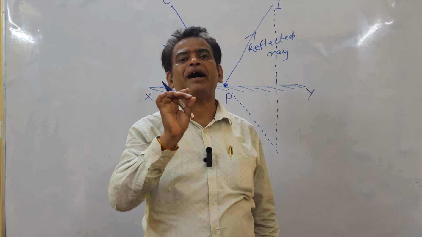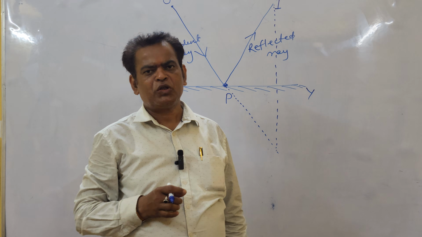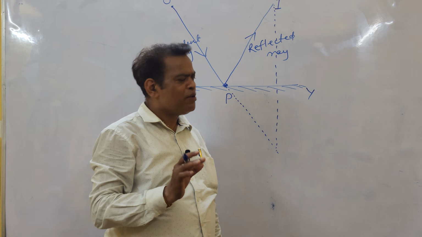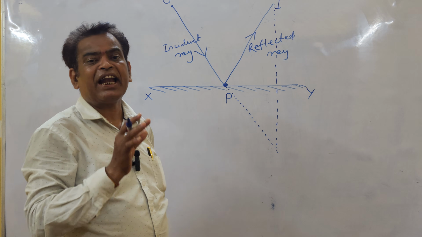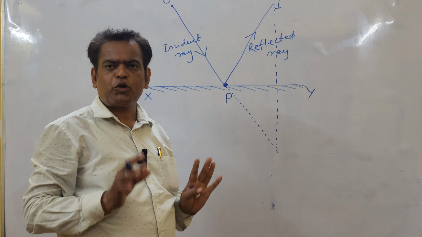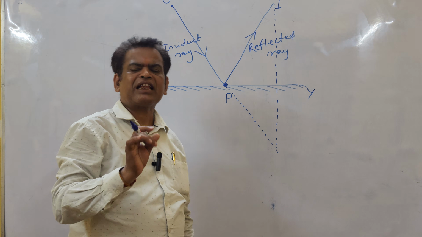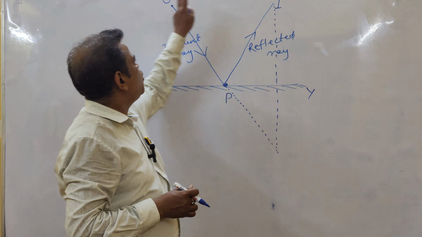That is virtual, that appears to be produced behind the plane mirror. So anyhow you remember, the image formed by a plane mirror is virtual and erect. And I told you image is of two types: one is a real image, another is a virtual image.